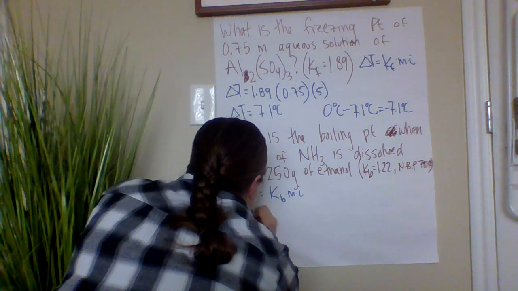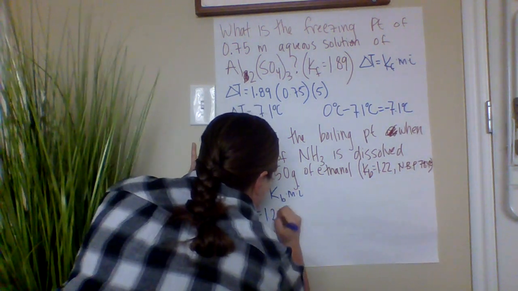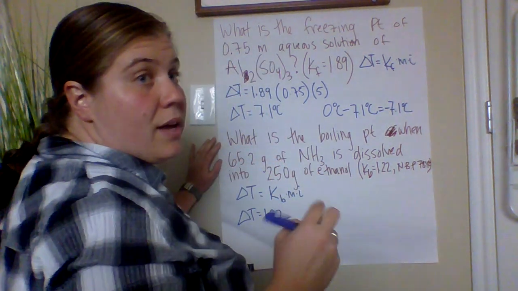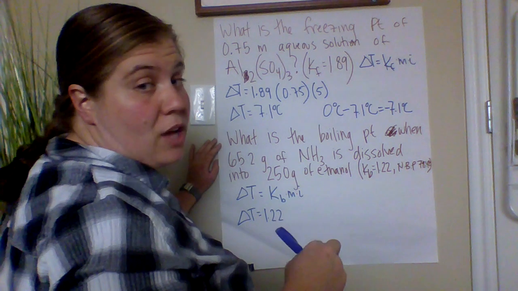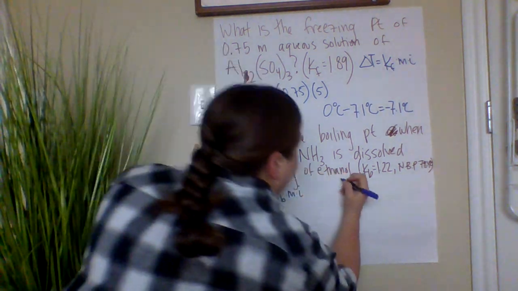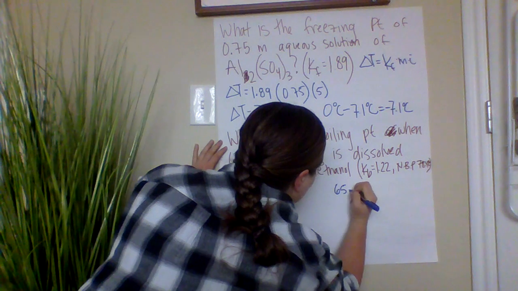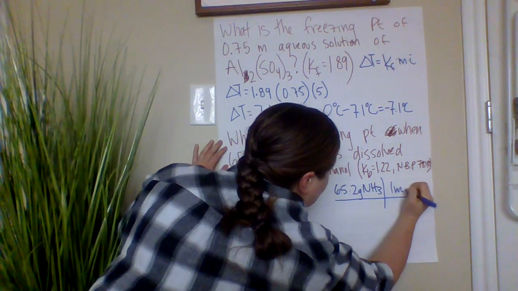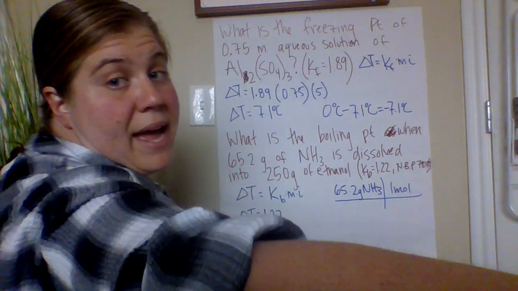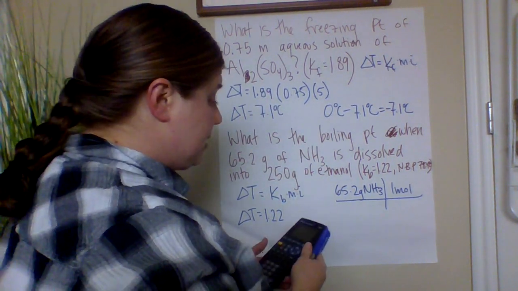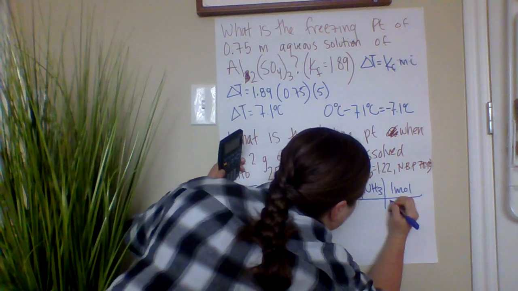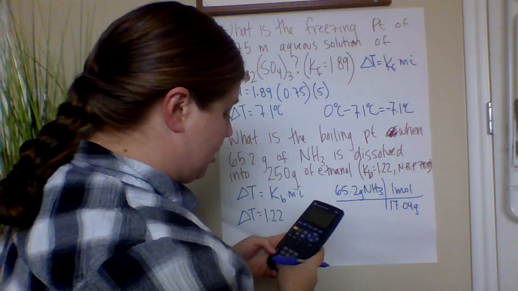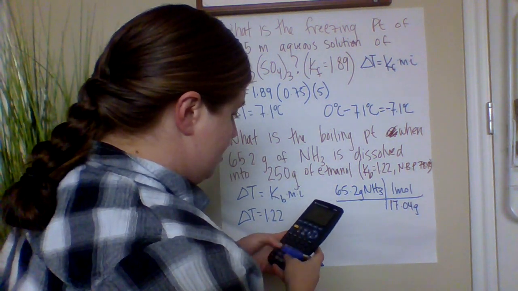I'm going to have delta T equals Kb, which I gave you, but now I need to calculate m. Remember, m is moles of solute divided by kilograms of solvent. So I need to take my ammonia and convert it to moles. I'm going to take my grams of ammonia and divide by its molar mass. So I'm going to take the mass of nitrogen plus 3 times the mass of hydrogen, which is going to be 17.04 grams. Yes, I have that memorized. I know, I'm a nerd. And I'm going to divide them.